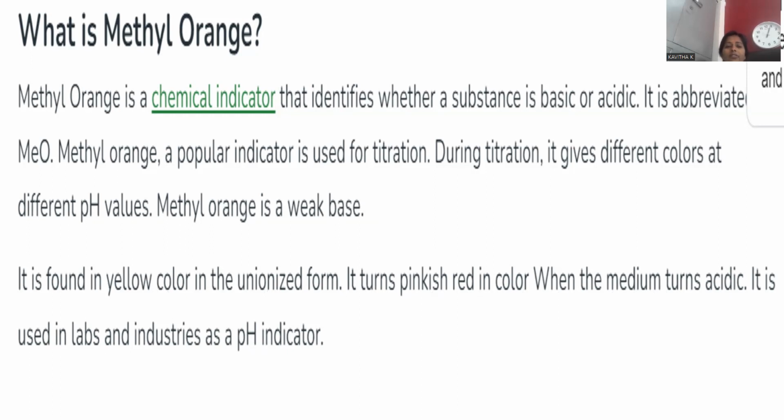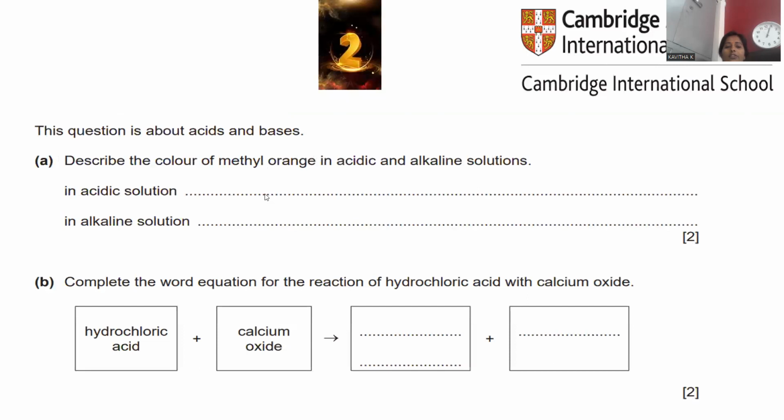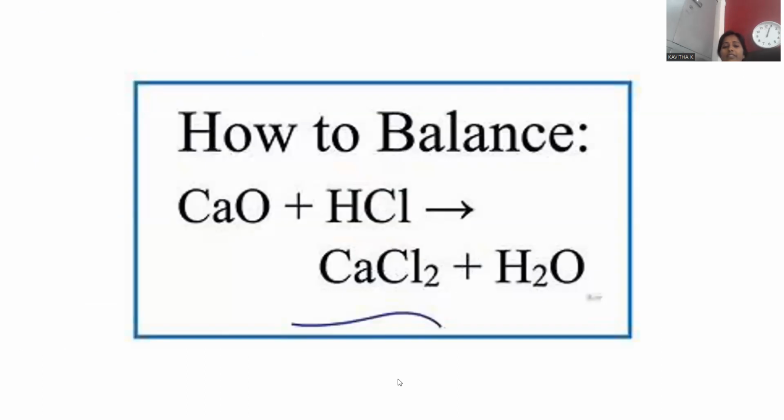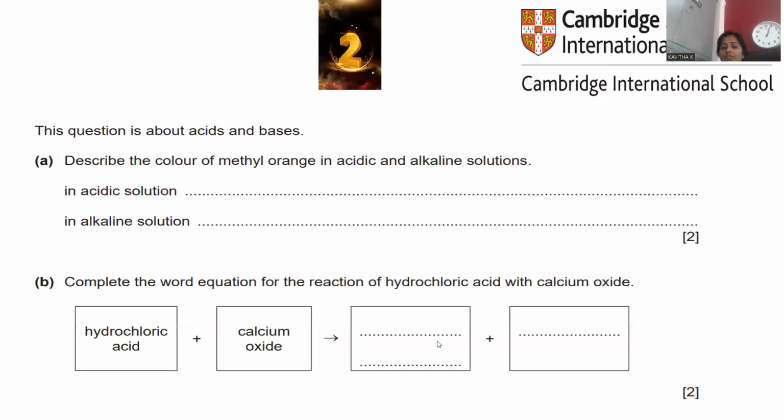This is the way methyl orange used to work, and the color is the answer for this question A. Let's go with this balanced word equation. In order to get the balanced word equation, calcium oxide can be treated with hydrochloric acid. The expected products are calcium chloride and water. As we are already aware, whenever an acid-base treatment is possible, salt and water will be generated.